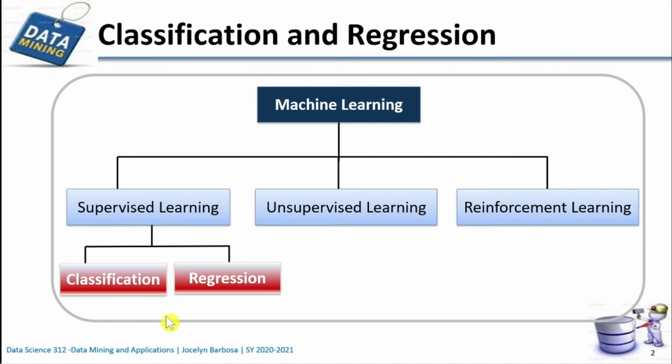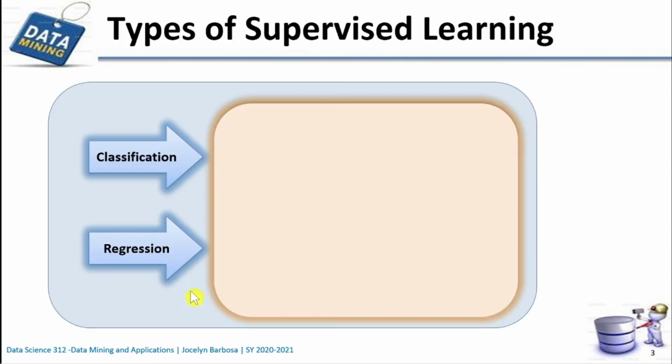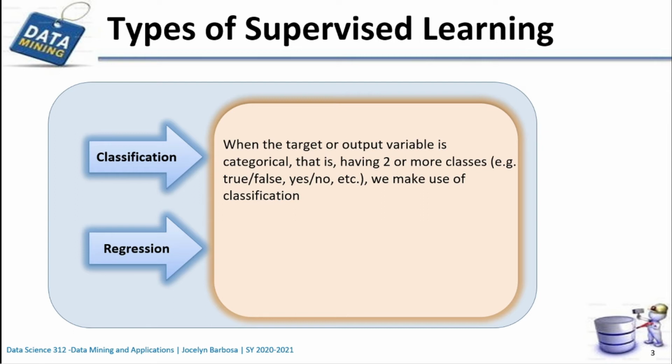For supervised learning, we have two categories: classification and regression. For classification, when the target or output variable is categorical, that is, having two or more classes, for example, true or false, or yes or no, or binomial class 0 or 1, we make use of classification in this case.